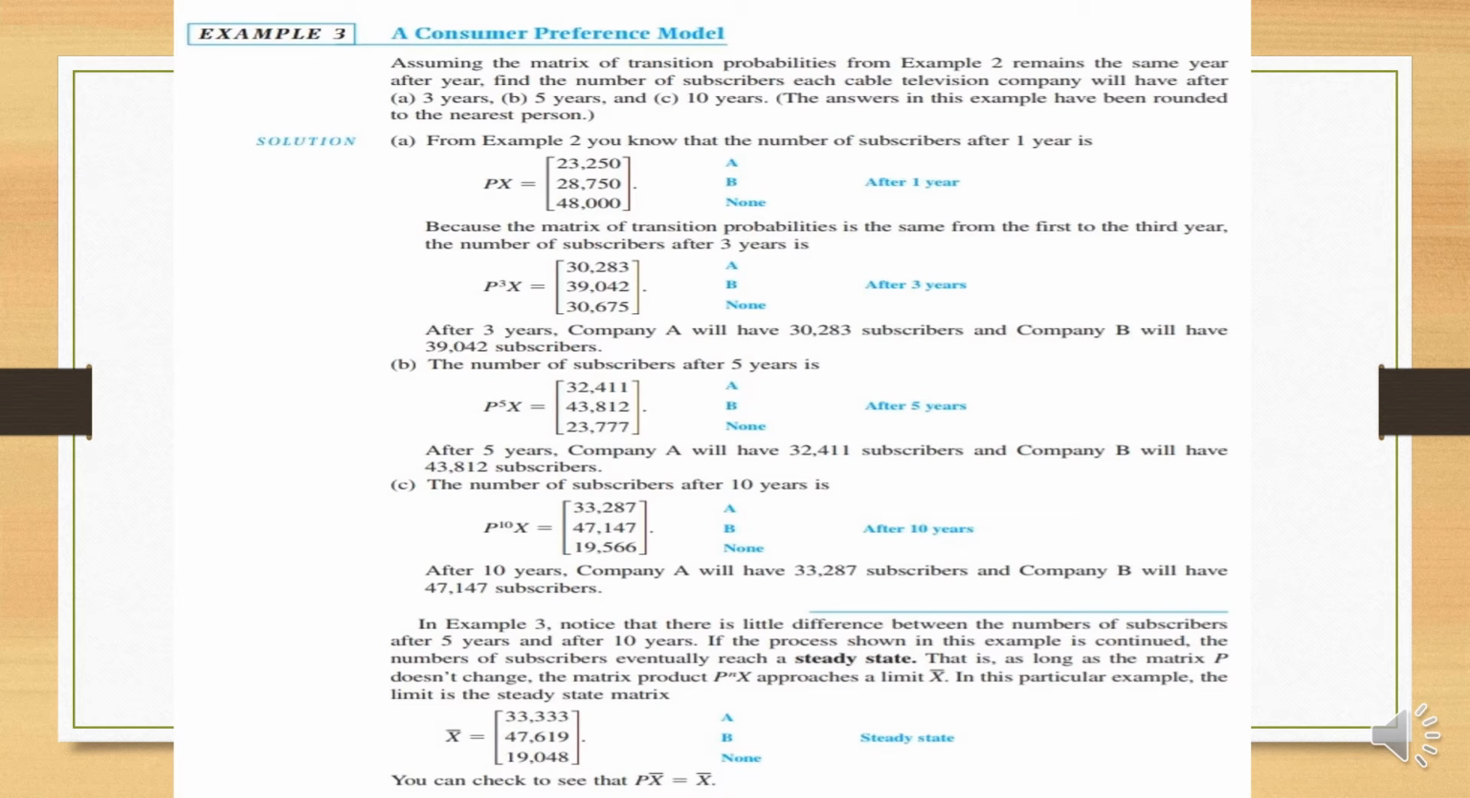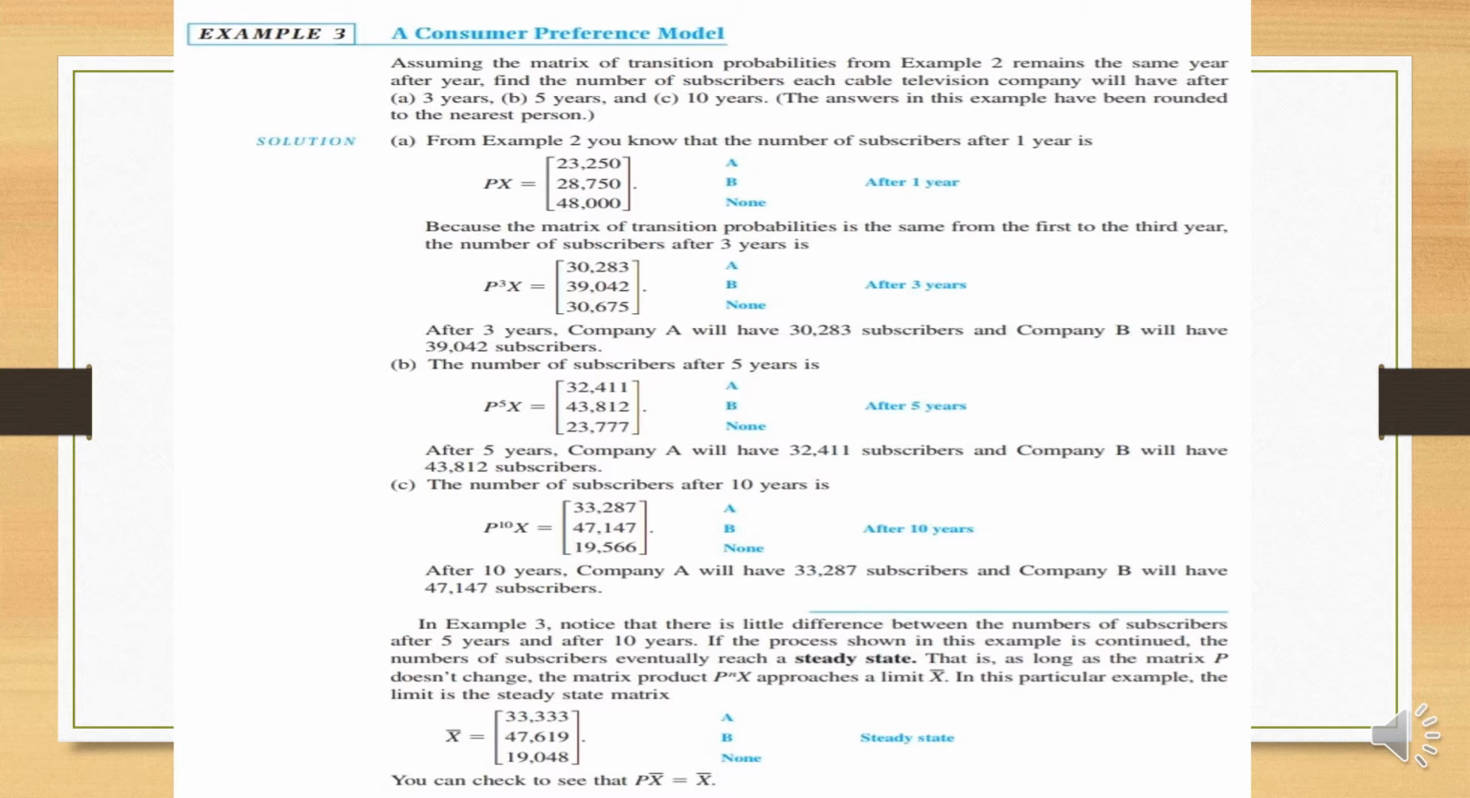Example 2, a continuation of the consumer preference example. To find the state matrix representing the population in the three states after 1 year, we have to multiply P by X. Thus, PX gives us 23,250 subscribers in Company A and 28,750 subscribers in Company B.